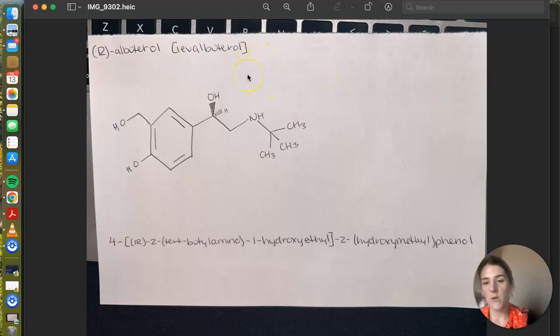Unfortunately, though, the levoalbuterol does not have the same effect as the racemic because it is missing out on some of the smooth muscle relaxation that the S-albuterol has. So here is our IUPAC name for this enantiomer. And you see right here it says 1R. So this is our R chirality. So you see the OH right here, it's going clockwise, so it is R chirality.